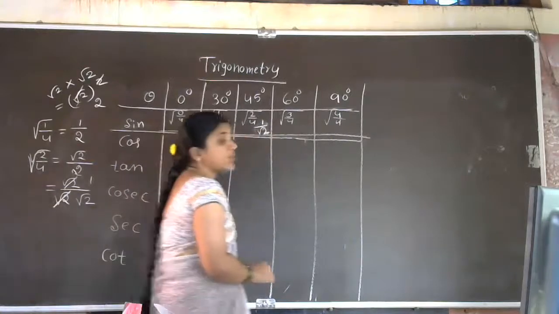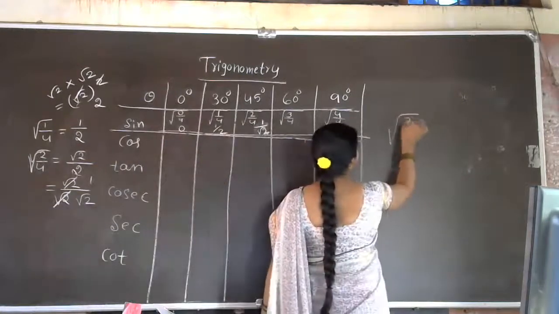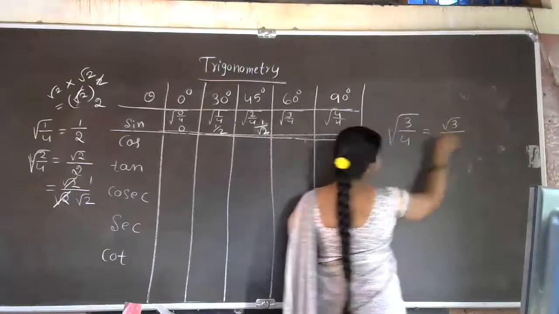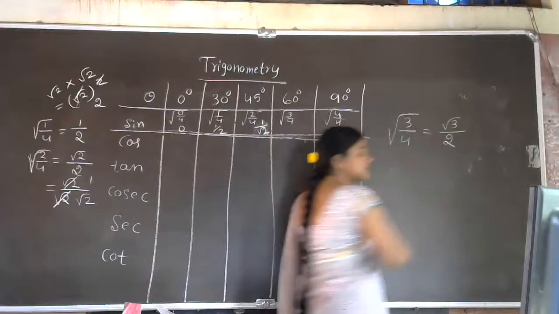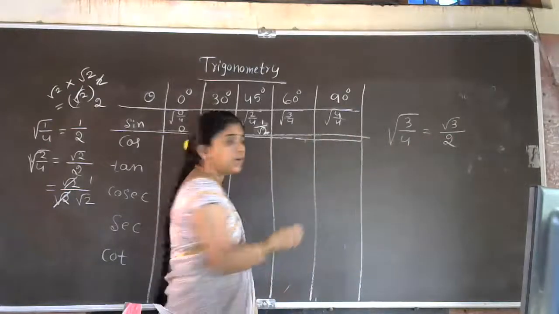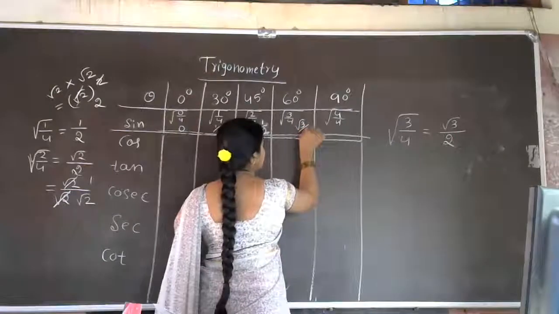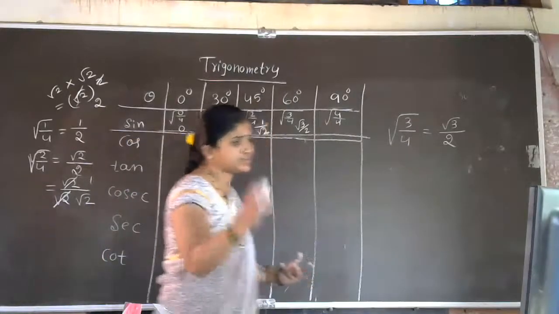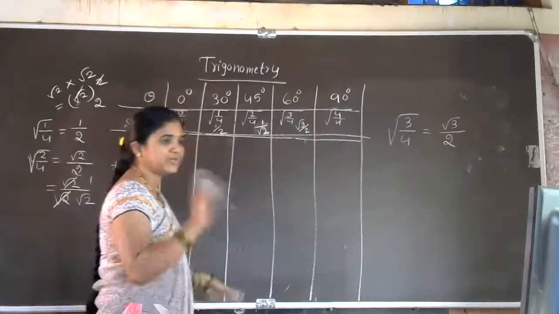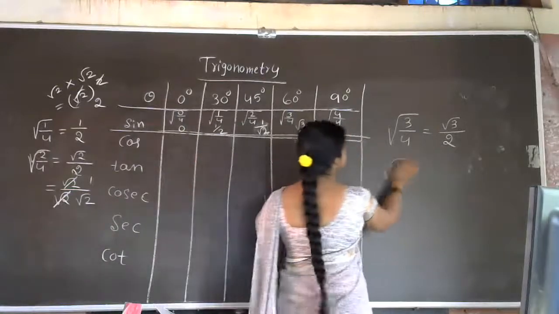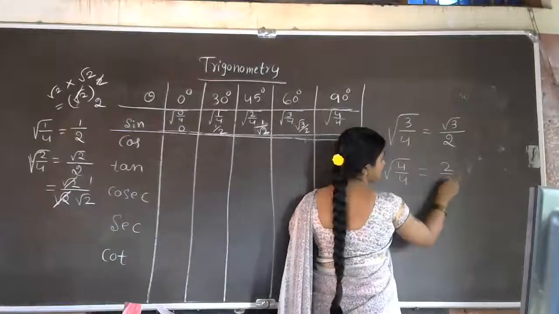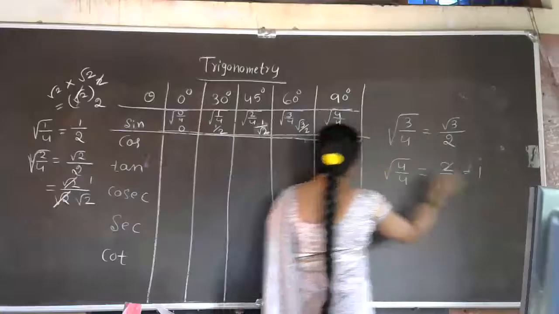Next, root 3 by 4. Here I'll explain. Square root of root 3 divided by 4. Root 3 as it is, divided by root 4, in the sense 2. So root 3 by 2, did you observe this one? Root 3 divided by 2. So here also can we do any modification? No. Root 3 divided by 2, it is fixed. Already we observed in the calculation that sine 60 is root 3 by 2 only, it is right. Now sine 90 degree, that is square root of 4 by 4. Square root of 4 by 4 in the sense 2 by 2. 2 by 2 which is equal to 1.